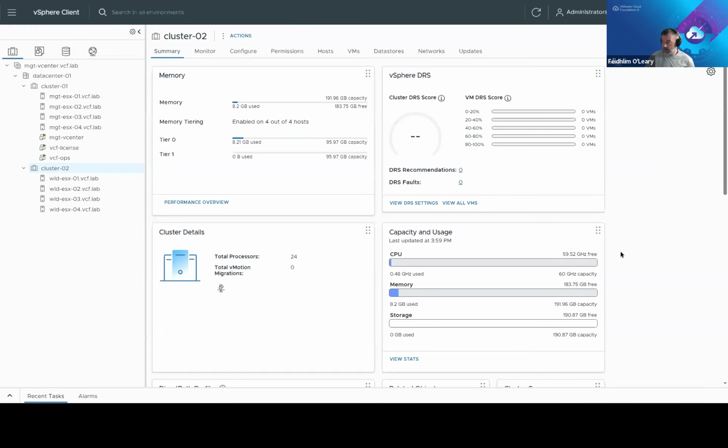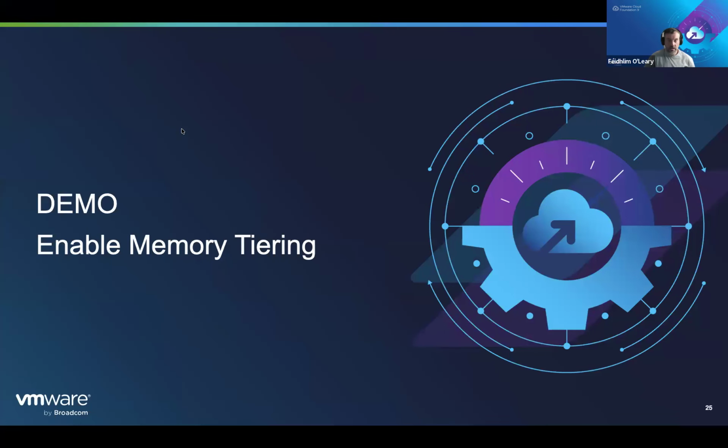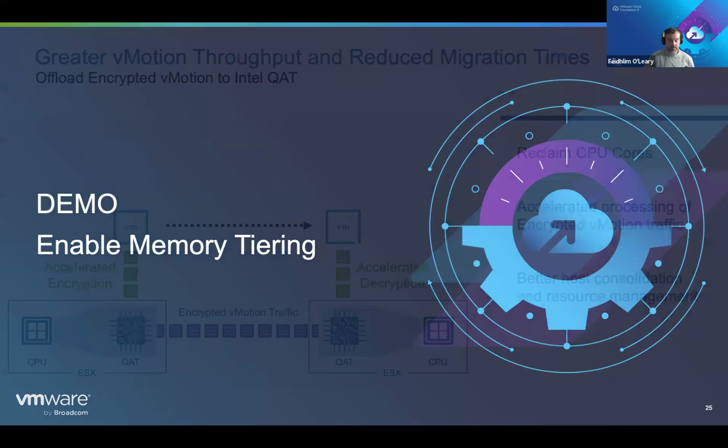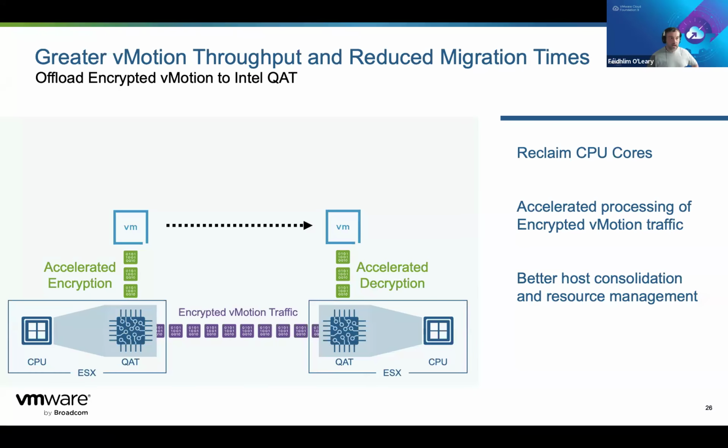Okay, let me switch back to the deck. Okay, we just have a handful of slides left, or not even a handful. So the other thing that we've done in 9.1 around hardware acceleration is offloading encrypted vMotion to Intel QAT, or Quick Assist. This is available in, I think, Sapphire Rapids Generation 4 and later CPUs.